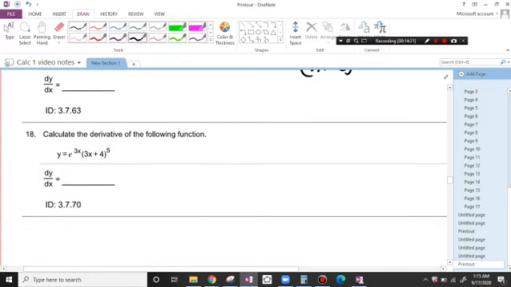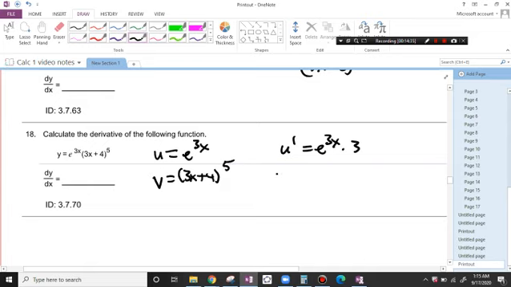Product rule, u is equal to e to the 3x, v is equal to 3x plus 4 to the 5th. u prime is e to the 3x times the derivative of 3x, which is 3. v prime is 5 times 3x plus 4 to the 4th power times the derivative of 3x plus 4, which is 3, so this is 15 times 3x plus 4 all raised to the 4th, and we'll use the formula.